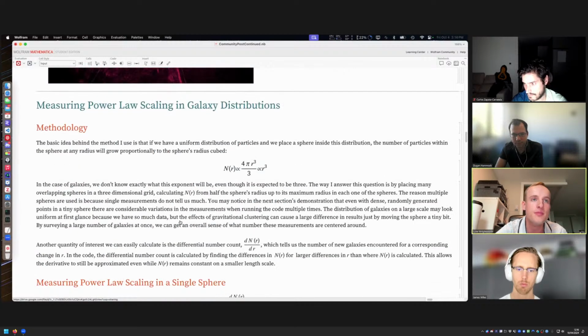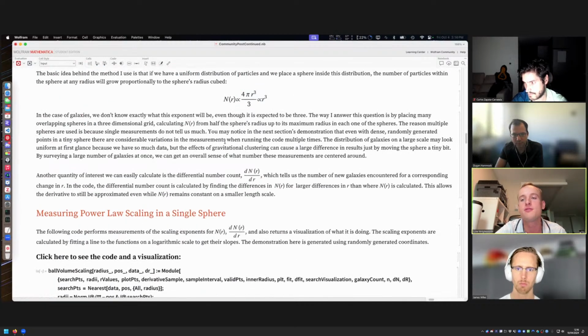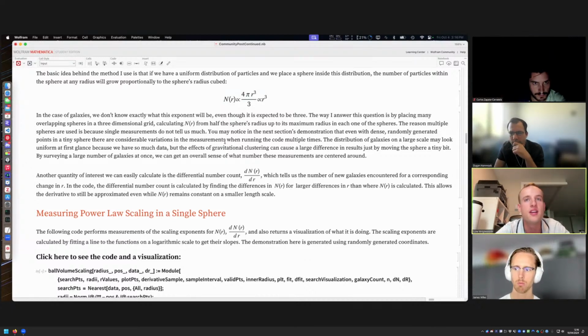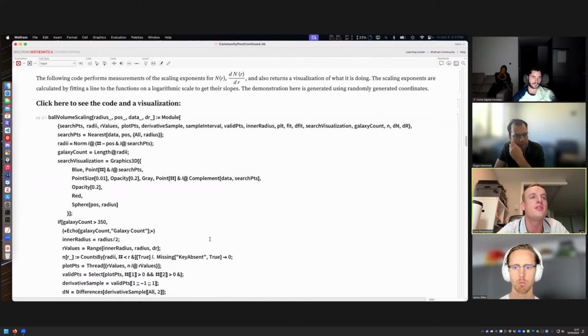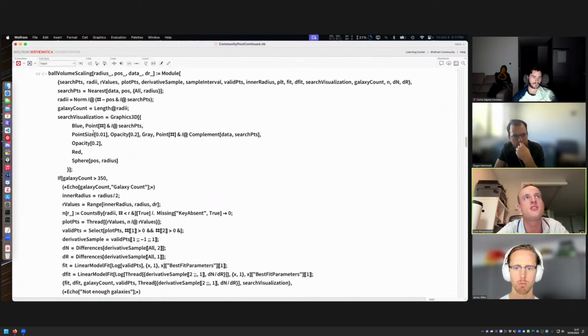So now we have a working data set, and we can go ahead and actually do the measurements. The whole idea is that if you have a sphere and you place it into a dense space full of points, and you grow the sphere, and as you're growing it, you count the number of points within the radius r of the sphere. It should grow proportionally to r cubed, and the derivative, the rate of change, or the number of new points you encounter at each time step, should grow like r squared. And this is my code for doing this in just a single sphere.